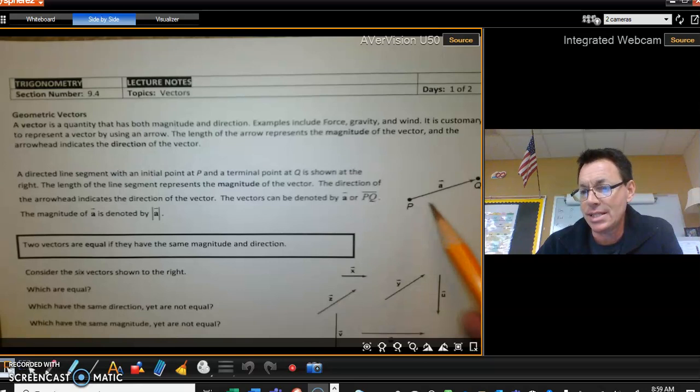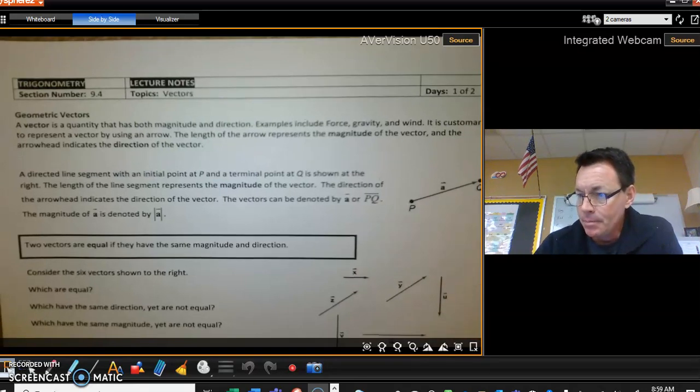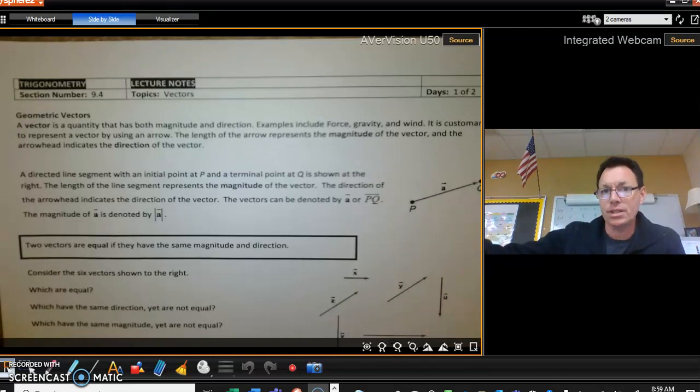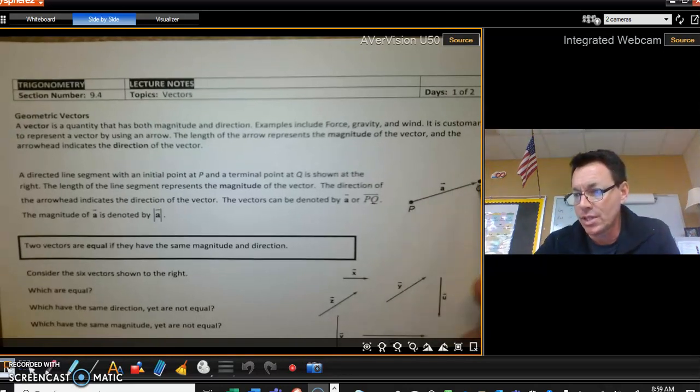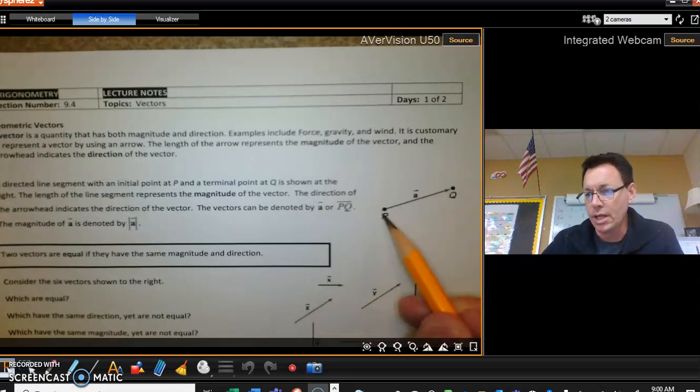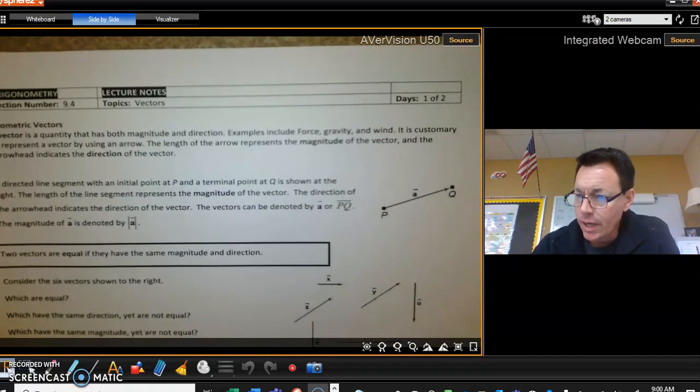So it's a line segment. It begins and ends. But that arrow is showing you the direction of it. This isn't a line going infinitely in one direction. It starts and stops, and the arrow shows what direction it's going. So it's starting here and going in this direction.